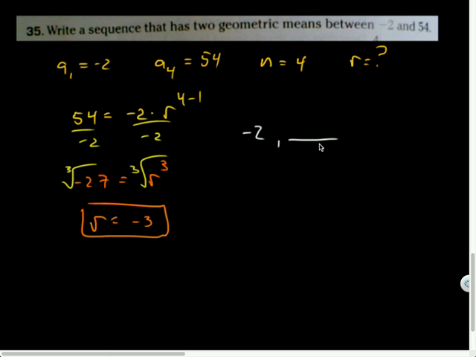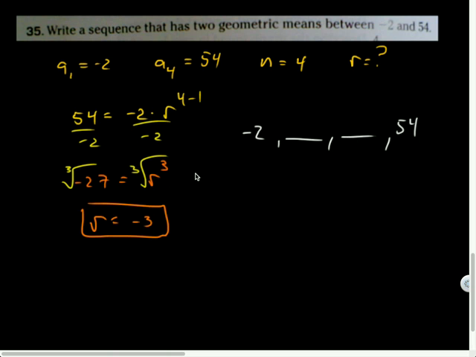Negative 2, and then I've got blank, blank, and 54. By the way, if you didn't know that this was going to be the 4th term, I recommend actually writing this out and being told 2 geometric means, so 2 terms in the middle, and then it'll be more obvious, oh, that's the 4th term, right? So definitely do that.